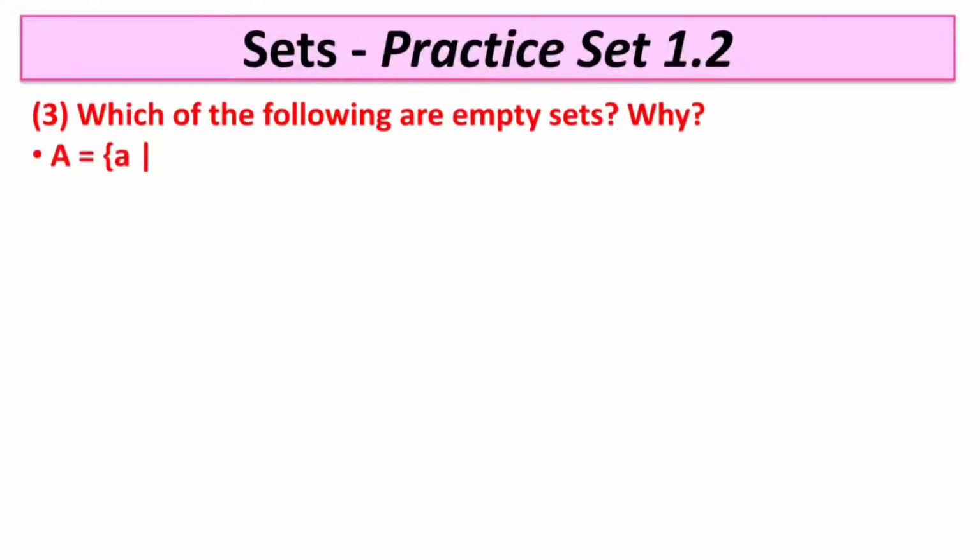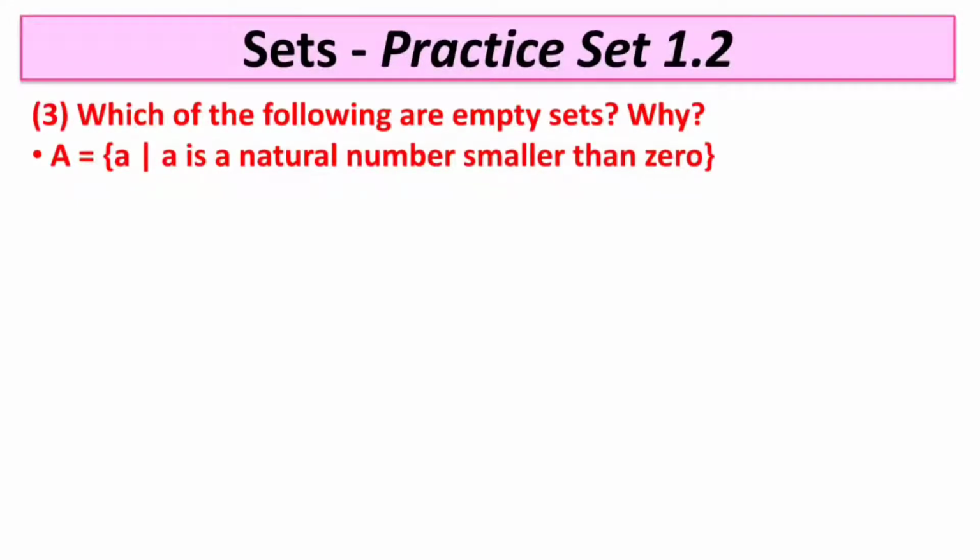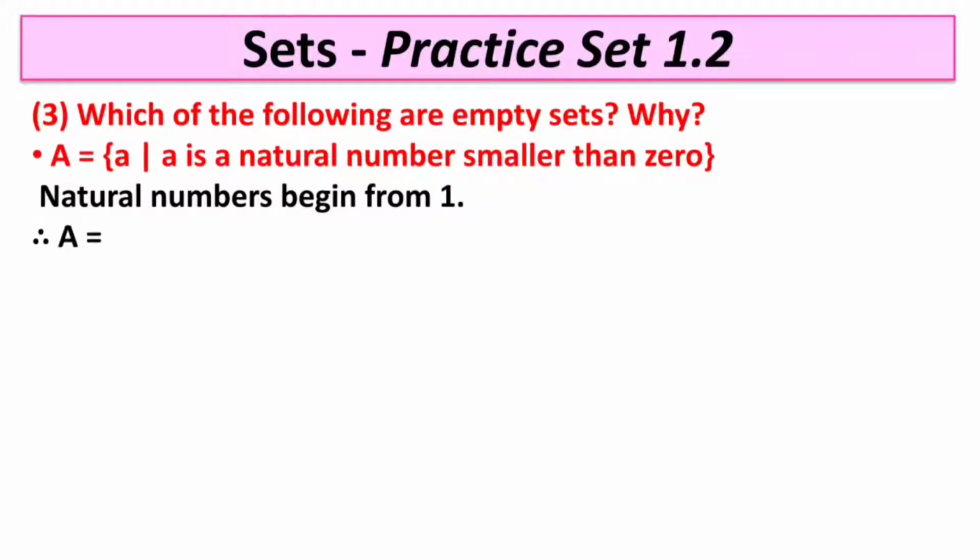Here the first question is A is a set of all x such that x is a natural number smaller than 0. As we know, natural numbers begin from 1. So there is no number which is natural and smaller than 0. Therefore A is an empty set.